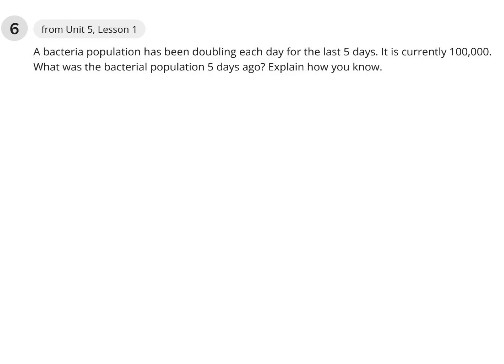A bacteria population has been doubling each day. Here's the B right here. How do I know? It's next to each, and our X stands for days. For the last 5 days, it is currently 100,000. What was the bacteria 5 days ago? So this is like the pond problem from before. So if we start at 100,000 and we double, we're going to go forward.